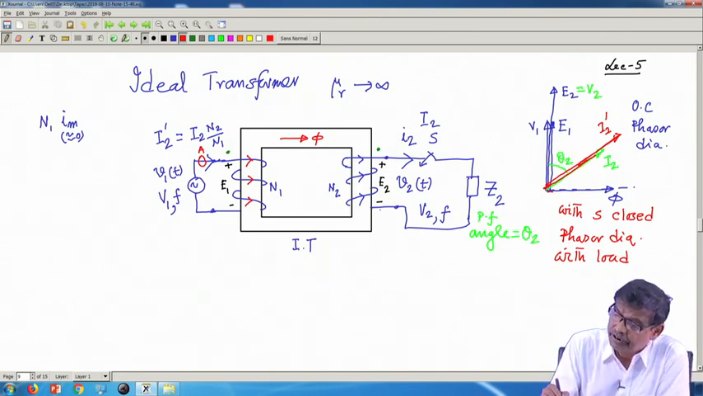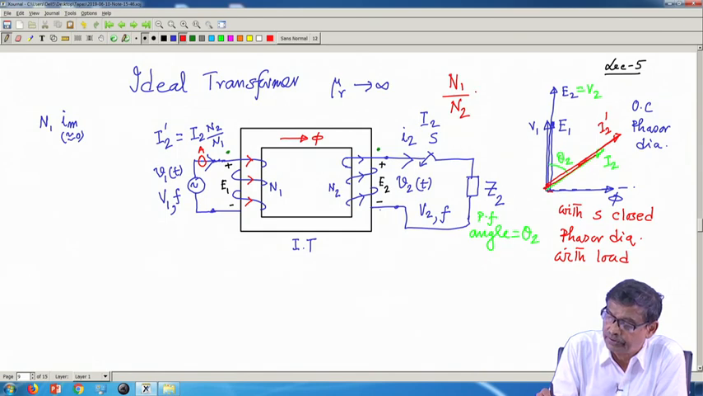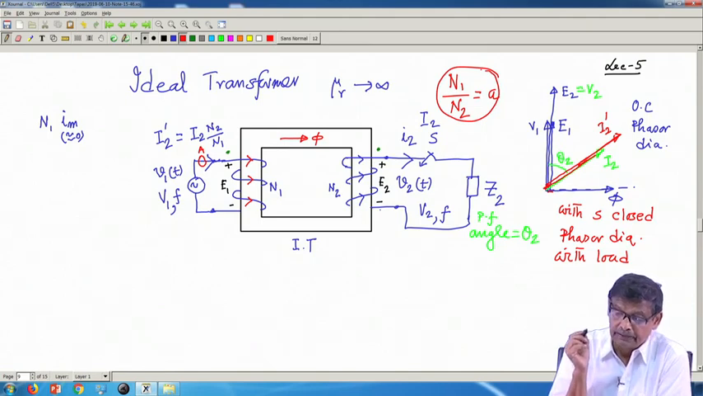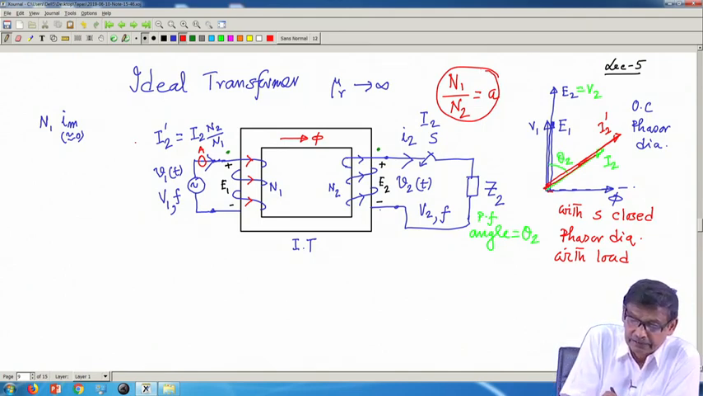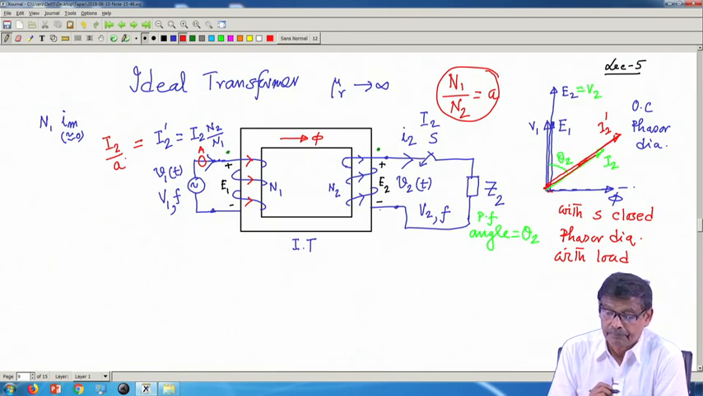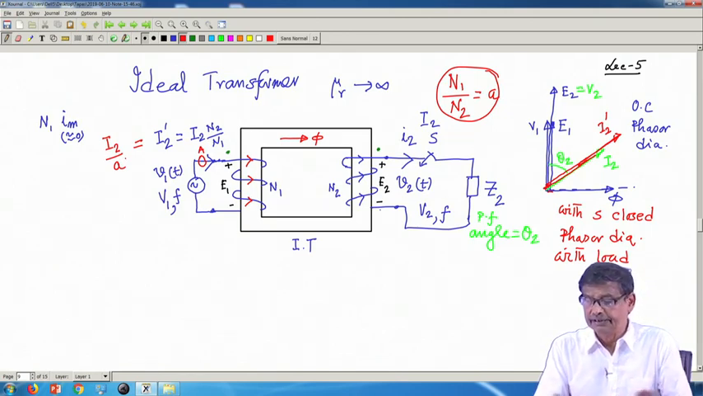Now, we also define one thing, N1 by N2, henceforth I will call it the turns ratio. I will denote it by the small letter a. Therefore, this I2 dashed is nothing but I2 by a.